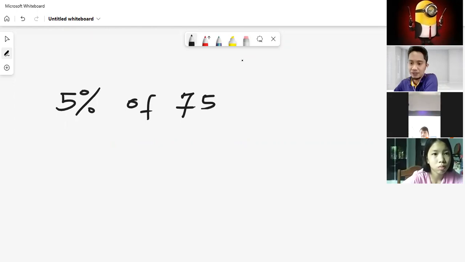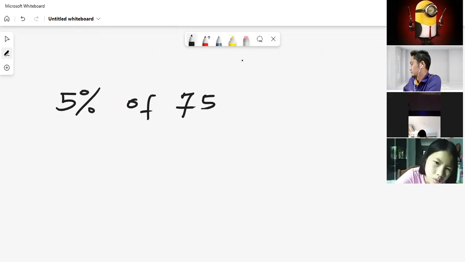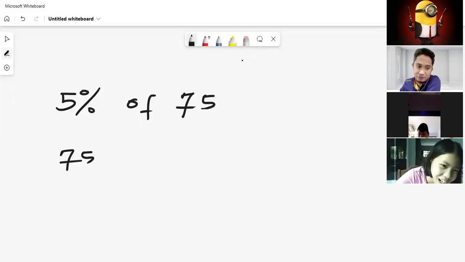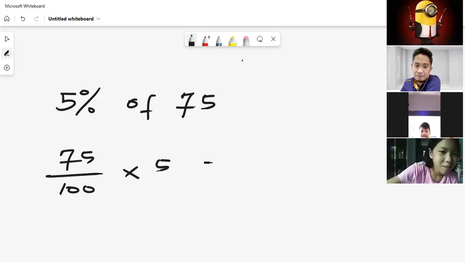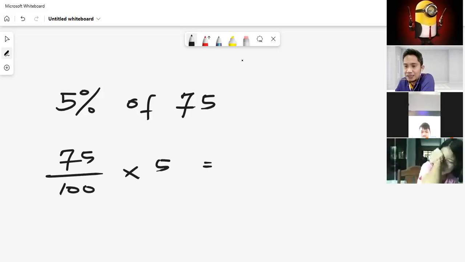Hands up if you want to answer. What will happen here? Teacher, may I tutor it, please? Yes. What will happen here? 75 over 100. Okay, correct. Do not be afraid. 75 over 100 times 5. Then look at the number if we can cut the number or not.